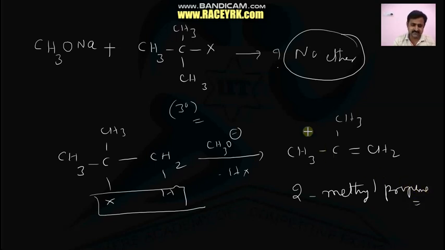So in Williamson synthesis also, we need to remember one thing: the alkyl halide we have taken should be a primary alkyl halide to get fruitful results.